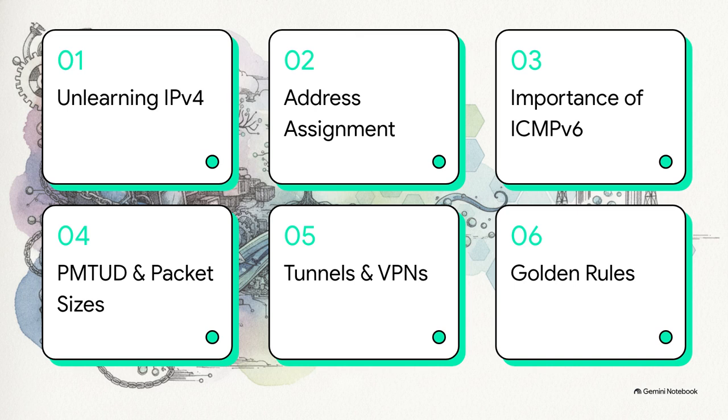Okay, let's take a quick look at our roadmap for today. We'll be hitting 1. Unlearning your IPv4 habits. 2. Address assignment and NDP. 3. The importance of ICMPv6. 4. PMTUD and packet sizes. 5. Tunnels, VPNs, and containers. And finally, number 6, golden rules for IPv6.